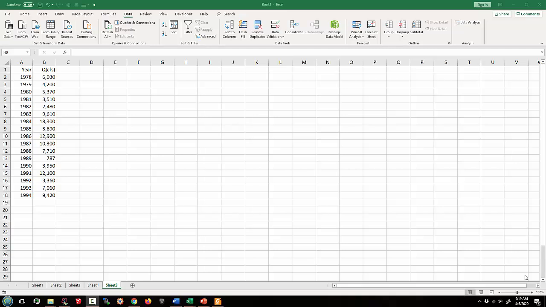So here we have, I think, 17 years of peak stream flow data for the Suwannee River, again in Florida, near Benton, Florida. And you can see that in 1978, the largest discharge observed was 6,030 cubic feet per second, etc. So these represent the peak annual discharges.